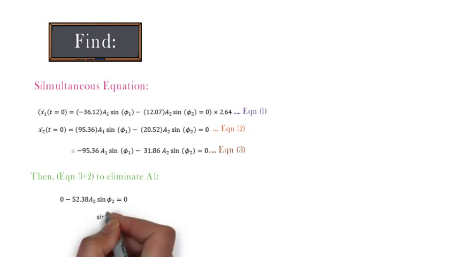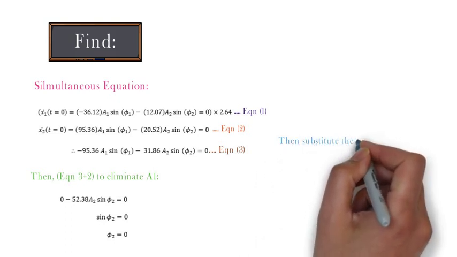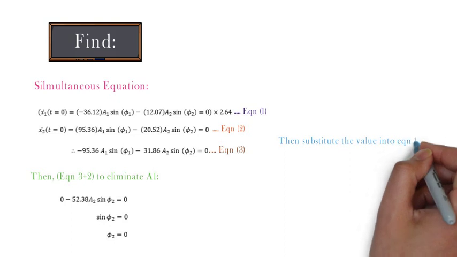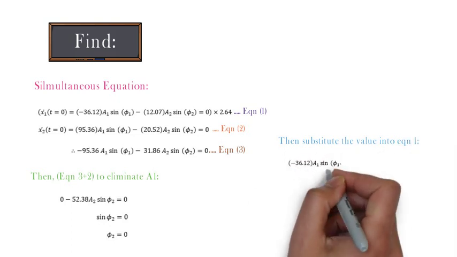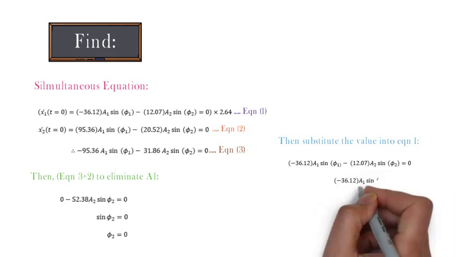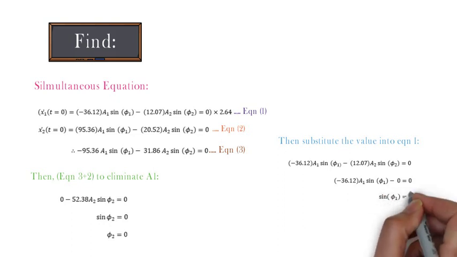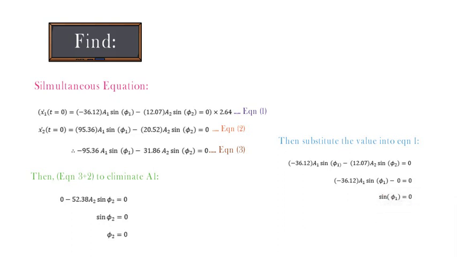Then we use the elimination method to find phi 2. After we get phi 2, we substitute the value into equation 1. So here is how the substitution is done. Okay, and the answer is phi equal to 0, which is phi 1 equal to 0.